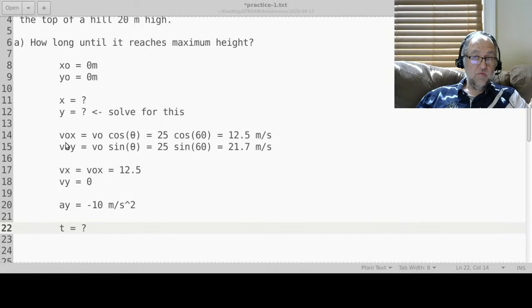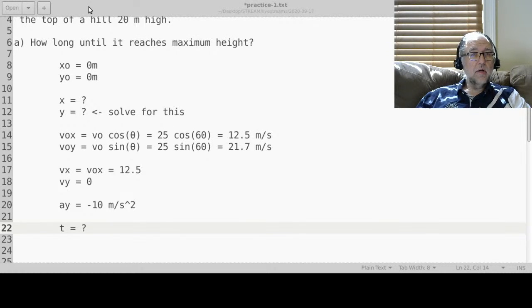So v naught is your initial velocity, and the x component of the initial velocity is obtained by calculating v naught cosine theta. And we had v naught y, which was v naught sine theta. Okay, and now you just plug in the numbers. So v naught x is v naught cosine theta.